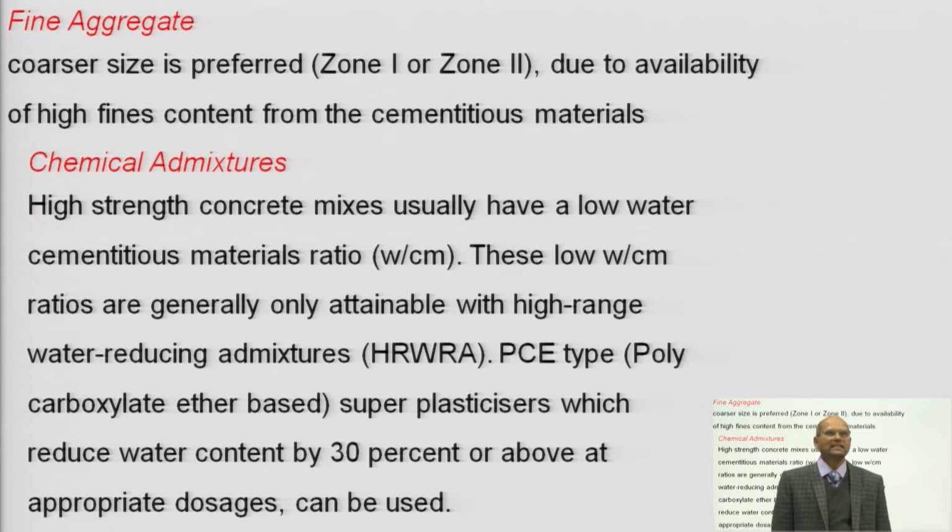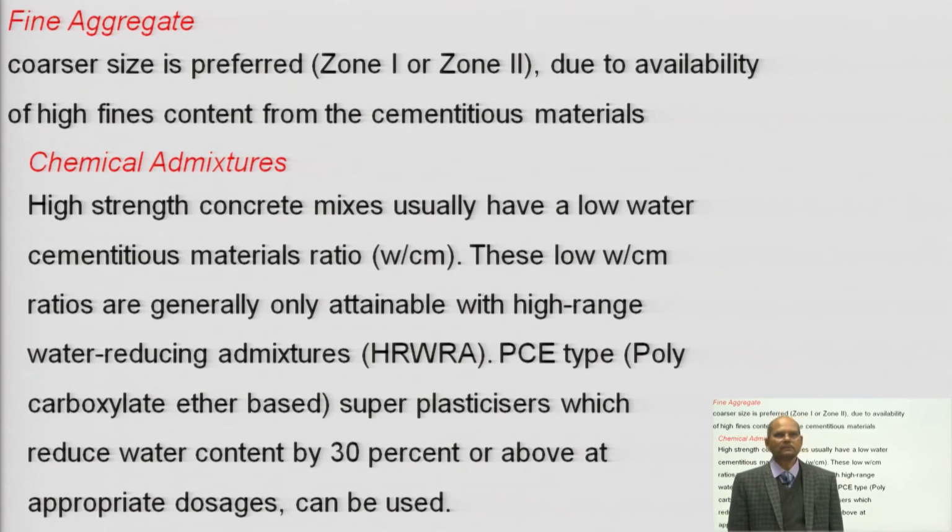Then we have fine aggregate. For fine aggregate, we should generally prefer zone 1 and zone 2, because they are a little coarser in size, but not zone 4. Zone 3 also, if you are not able to get the others, you can go for zone 3, but we already know lots of cementitious material is there. So, coarser sizes of zone 1 and zone 2 will be okay for producing high strength concrete.